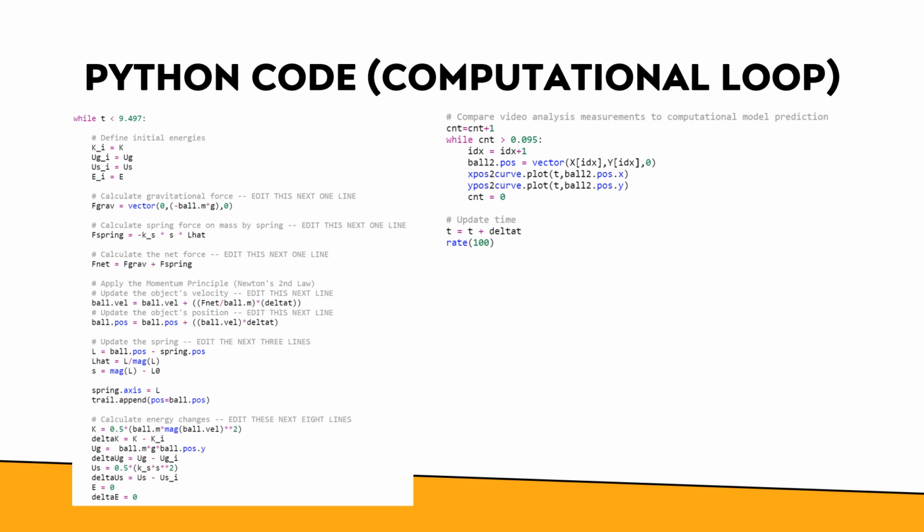This next slide shows the computational loop, which includes the time, which is the final time of my data, and then an update formula. We have the position and velocity update formula plus F net, where we iterated through that.